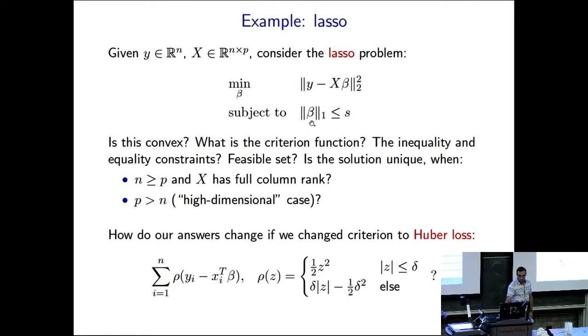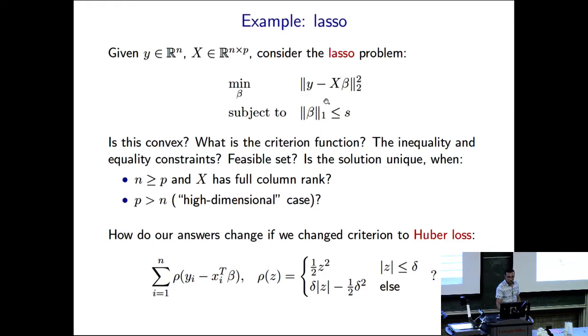This is a convex function because it's a norm. We know that norms are convex. And I'm comparing it to S, but I could also write this as the L1 norm of beta minus S less than or equal to 0. So S is just a constant here. So that's still a convex function we're comparing to 0. And there are no equality constraints. So it is certainly a convex problem.